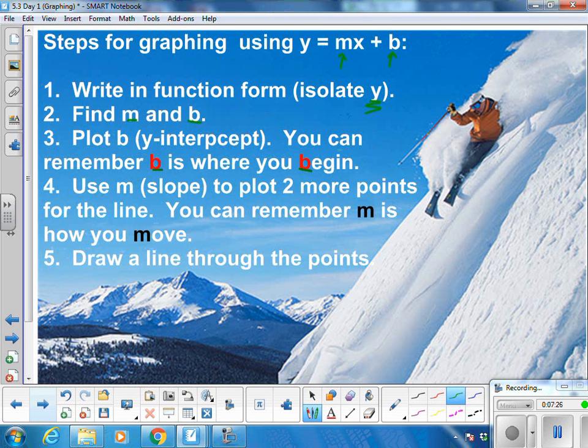B is where you begin. It is your y-intercept. And then you can use m, which is your slope, to plot 2 more points for this line. And you can remember m is how you move. Draw the line through the points. And when you draw that line, remember this represents a solution. So use a straight edge, a book, a note card, just something to get a nice consistent pattern. You use 3 points because 2 points will get you a line. The third point will tell you if you're going in the right direction.